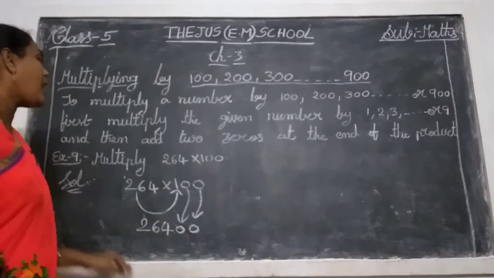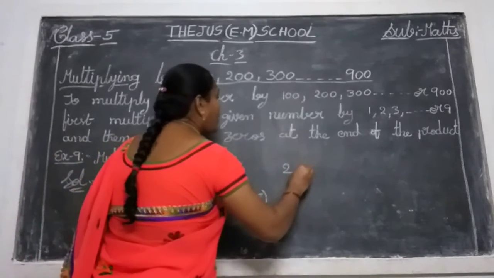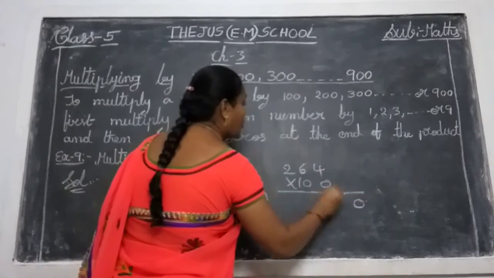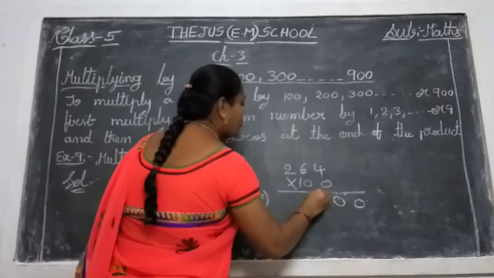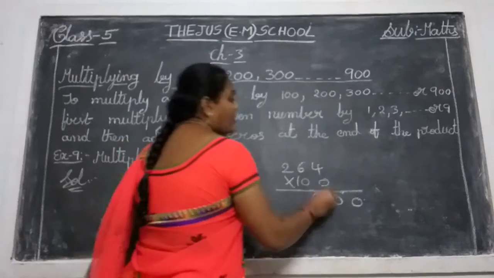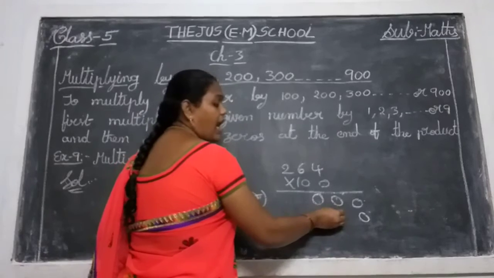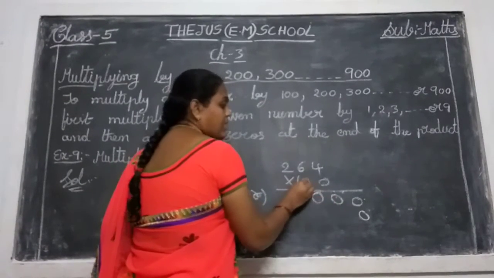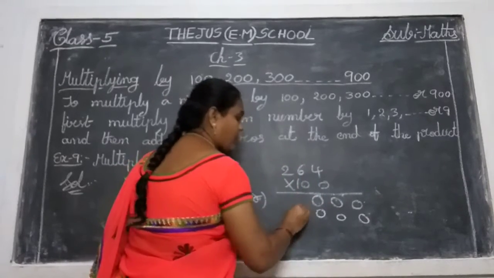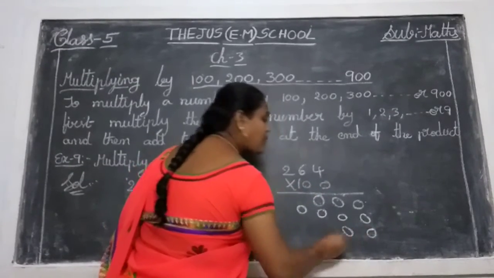Okay children. Now check once. You do the multiplication normally. 264 into 100. 0 4s are 0. 0 6s are 0. 0 2s are 0. So 1s place multiplication is completed. Now 10s place multiplication. So in 1s place we put the 0 now, and we start the answers in 10s place. 0 4s are 0. 0 6s are 0. 0 2s are 0. Okay. Now 1s place and 10s place are completed. So in the 1s place and 10s place put the zeros.